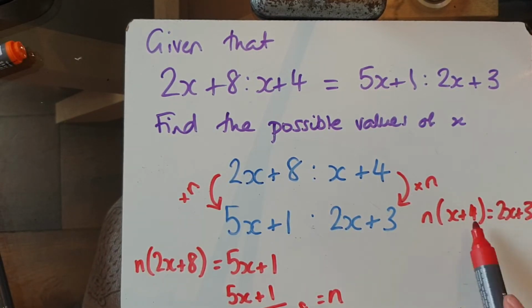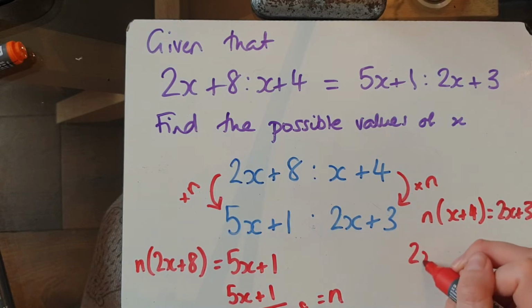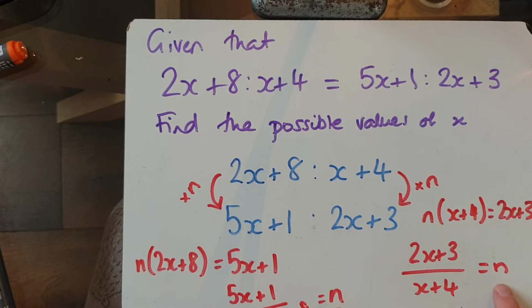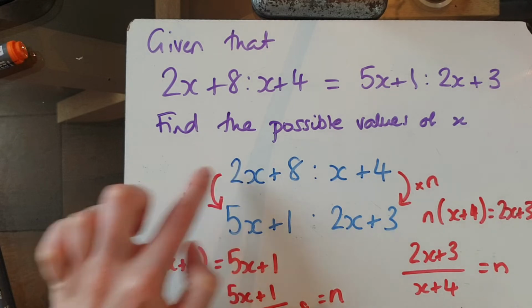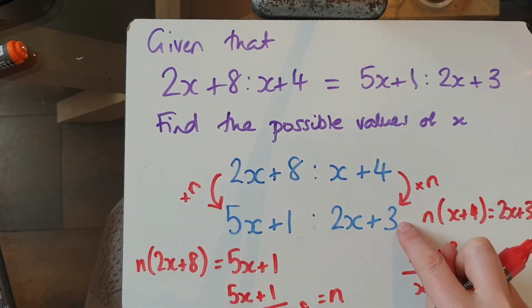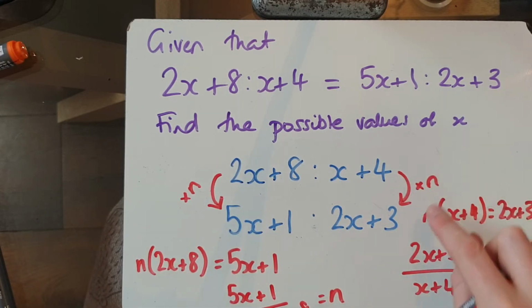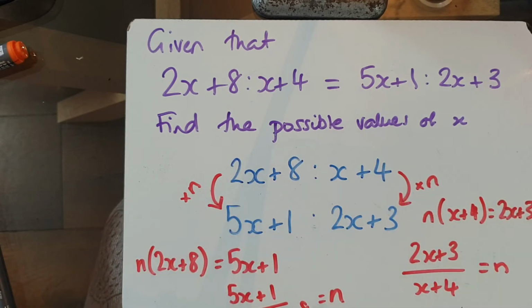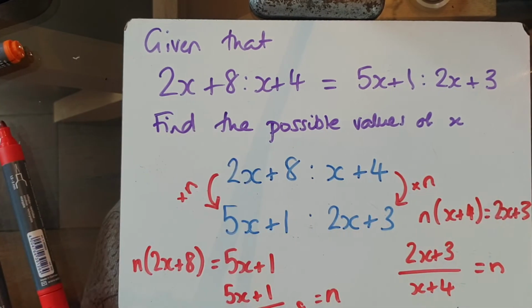If I divide this by x plus 4, I get that 2x plus 3 over x plus 4 is equal to n. So what does that mean? It means these two fractions are equal. If I do this divided by this, I get n. And if I do this divided by this, I get n. So these ones divided by these ones, if I set that equal, those are equal algebraic fractions.